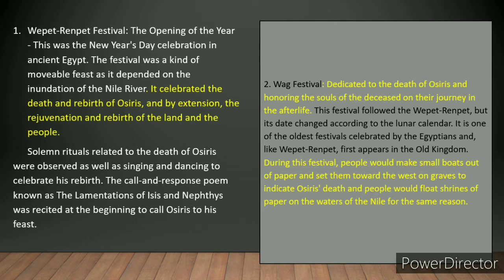This festival was to honor the souls of the deceased as they made their journey into the afterlife.